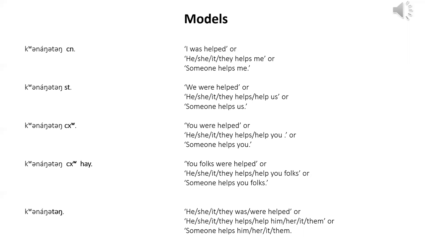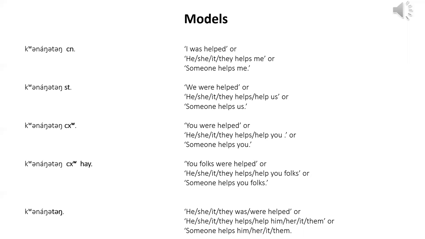The control passive is formed with the suffix, the t, schwa, hooked n. Notice that in each example, it is the subject that is undergoing the action. Also, each of the Klallam sentences has three possible English translations. The control passive implies that there is an actor who is in control.